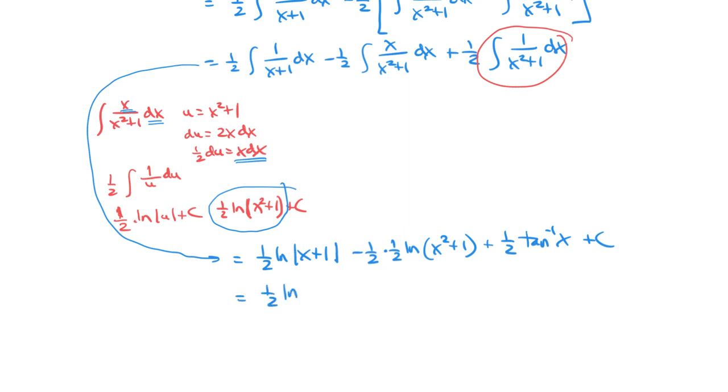So then to clean it up, we would get 1/2 natural log of x plus 1 minus 1/4 natural log of x squared plus 1. And again, you can leave absolute values on here if you want to. It's fine. Typically in the back of the book or in the back of any calculus resource, when this can't be negative, they'll probably just put it in parentheses, but it doesn't really matter. And plus 1/2 inverse tangent of x plus c.